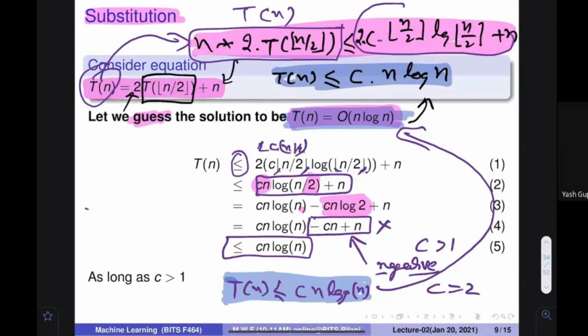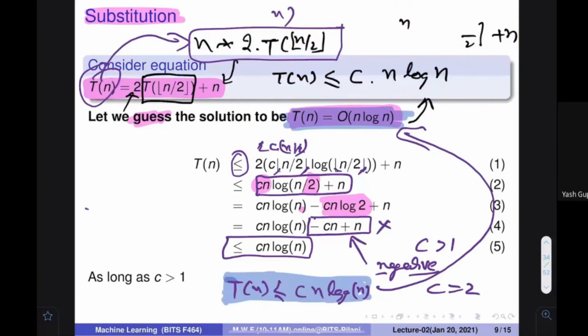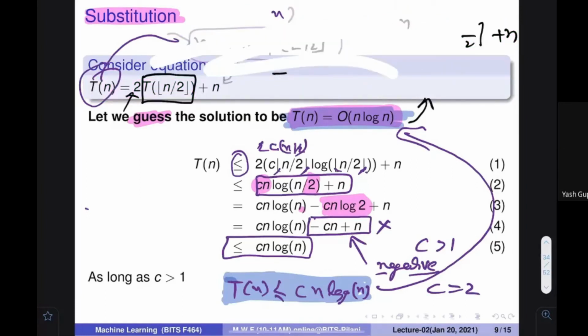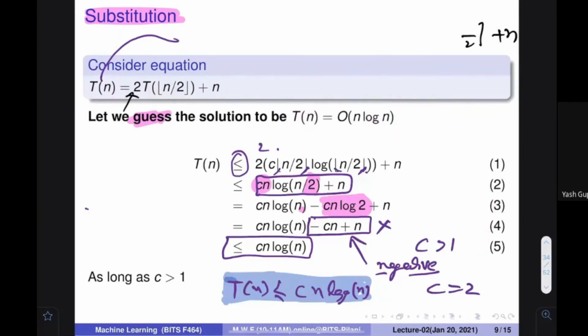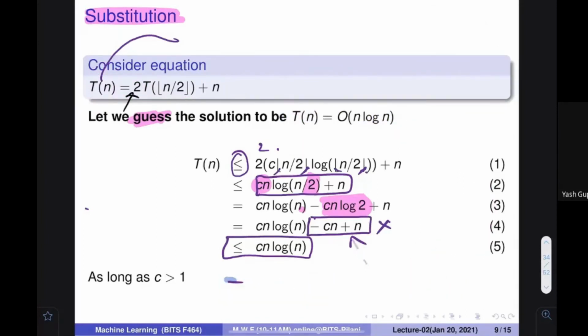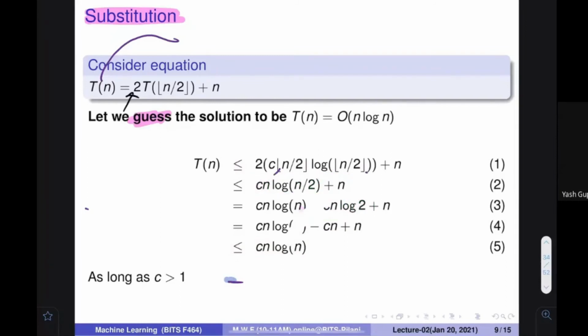Tn is equal to order of n log n. So now you understand that this is how we find the solution. We can say this is one method to find the solution of the recurrence relationship using substitution. So what is the answer? Once again, let me tell you, the answer is this: Tn is equal to big O of n log n, and this is how we do it.